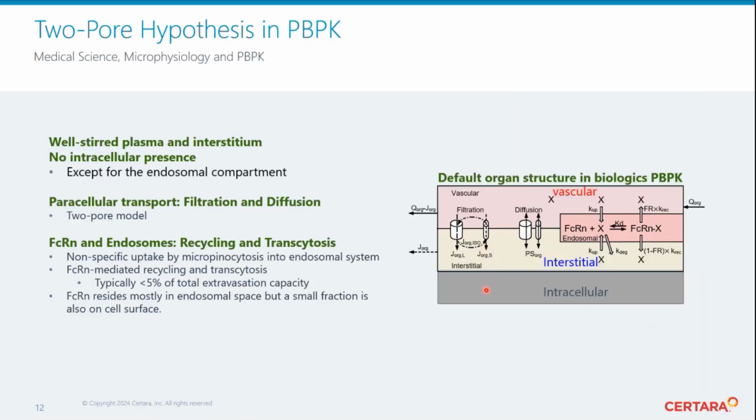So in a PBPK model, we have typical organ structure, which has the vascular structure, has the interstitial structure, has the intercellular space. Unlike in the case of small molecules, intercellular space is out of bounds for large molecules like antibodies. But we do have endosomal compartment, which is in this case assigned mostly to the endothelial cells, which can take up some fluid from surrounding medium, and then where the action with FcRn receptor happens.